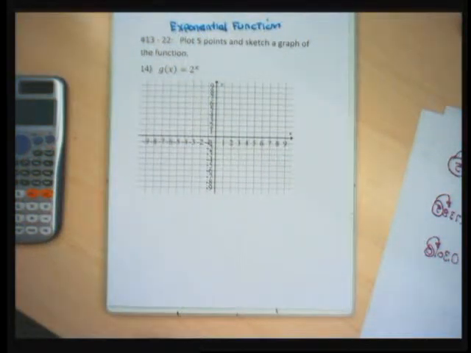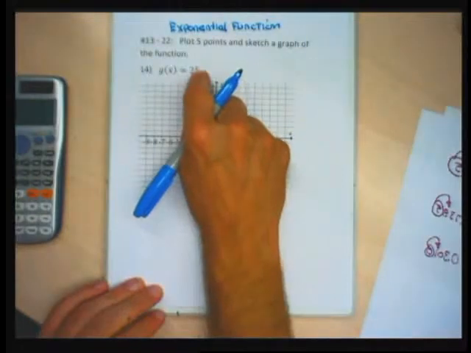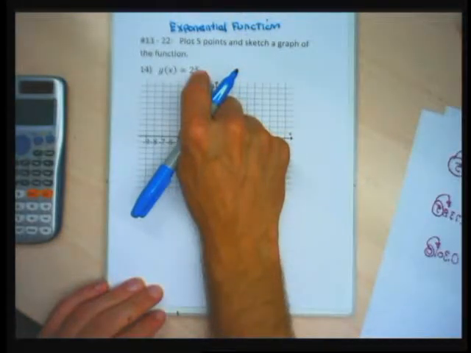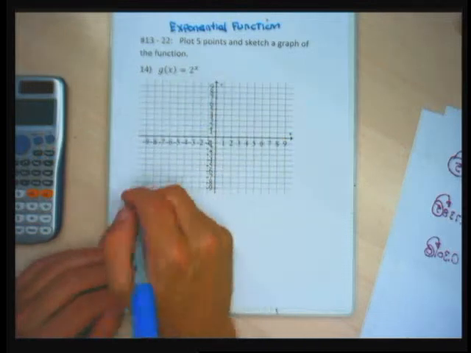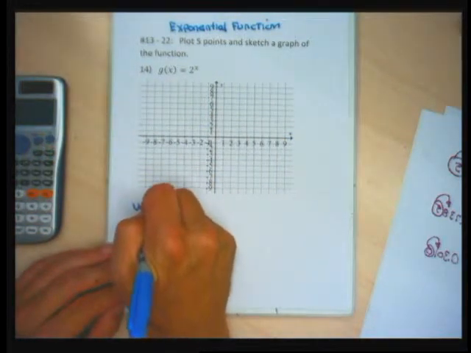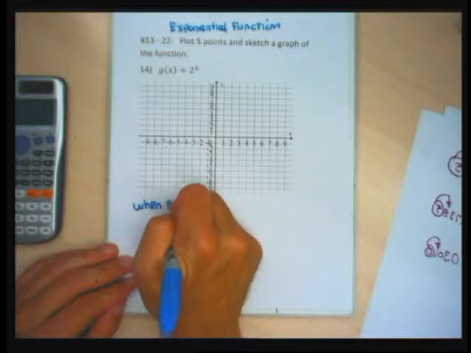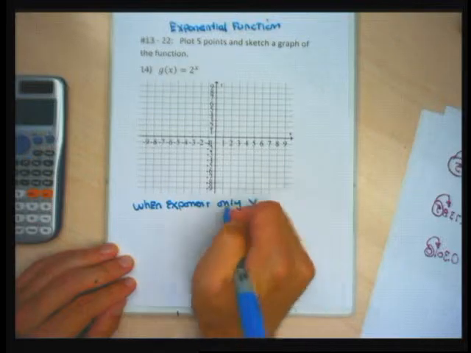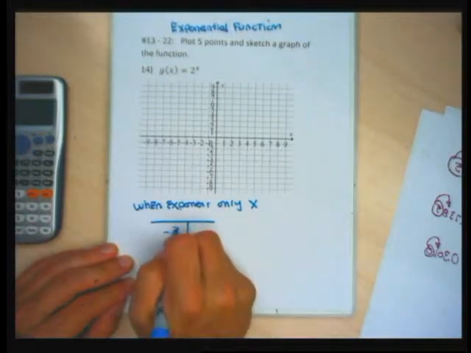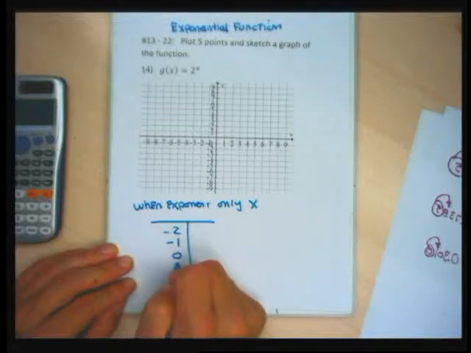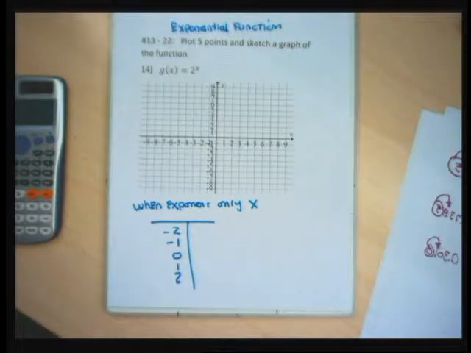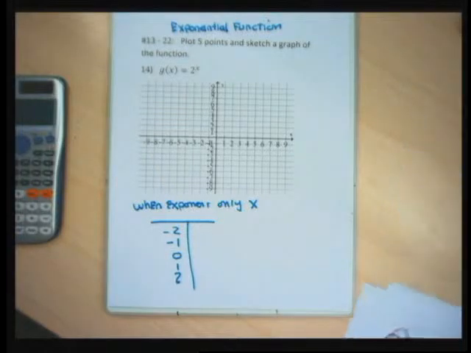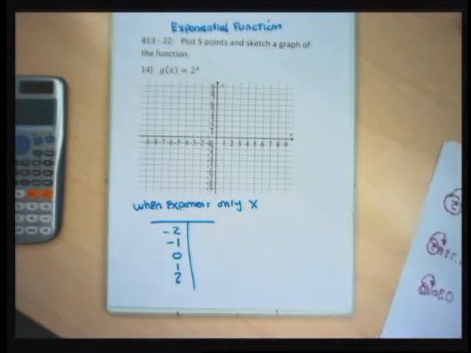For exponential functions, when the exponent is only x, I use this table: -2, -1, 0, 1, 2. I'm going to do this table by hand, and then I'm going to do it on my calculator just to show you what my calculator is doing for me, because it shouldn't be mystifying. It's not doing anything you couldn't do by hand.